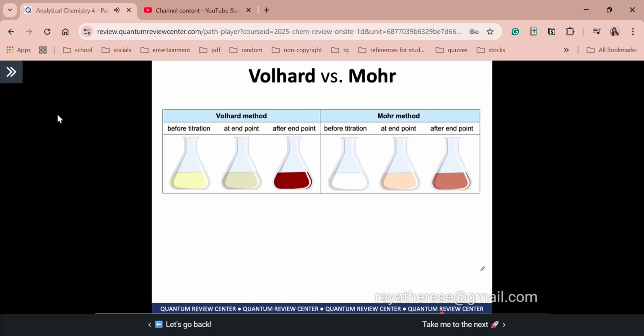And then they differ in medium. Of course, since this is not a pre-lab discussion, we will not discuss the entire procedure. But you should have knowledge of their procedures because they came out in exams before. Volhard is done in acidic medium. It is an indirect method. In fact, the acid used is nitric acid. It's in the books. Mohr, on the other hand, is a direct method since there is no back titration involved. And the medium is slightly basic.